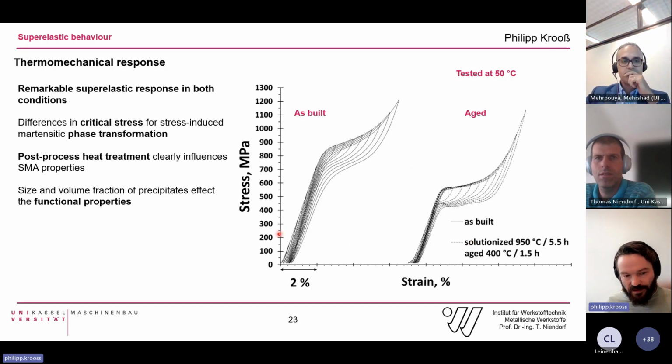Obviously, we would like to have this because we would like to process near-net-shaped materials. There is some way to go with this as-built status, but anyhow, we could get a very nice hysteresis out of this high carbon content material.